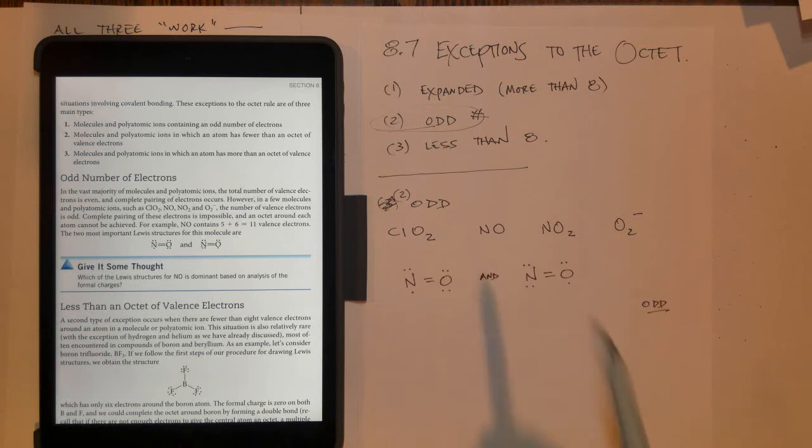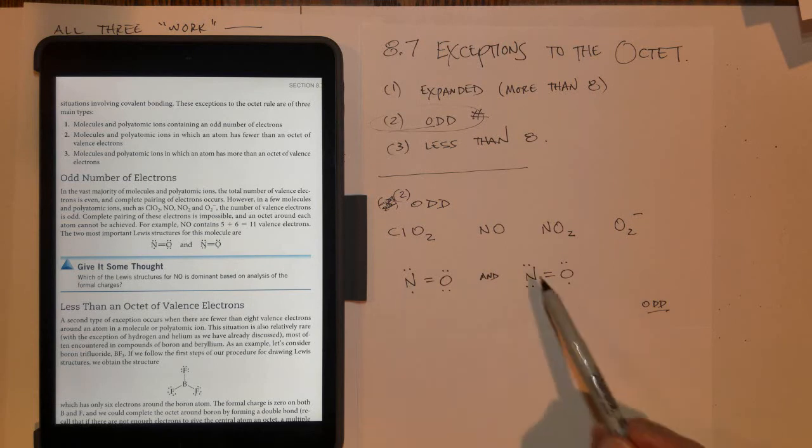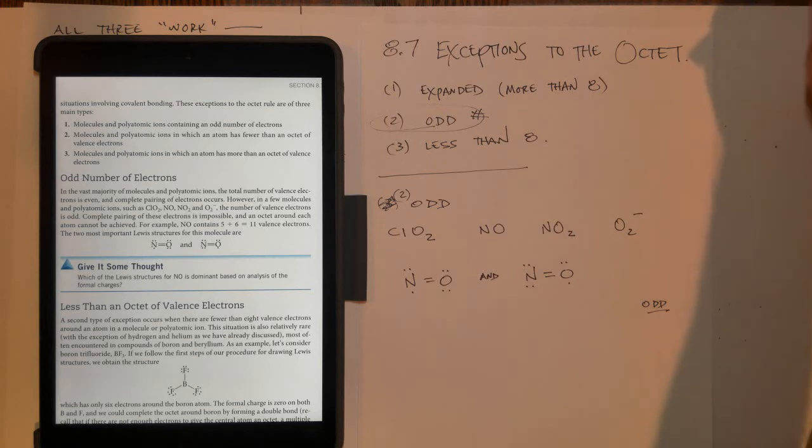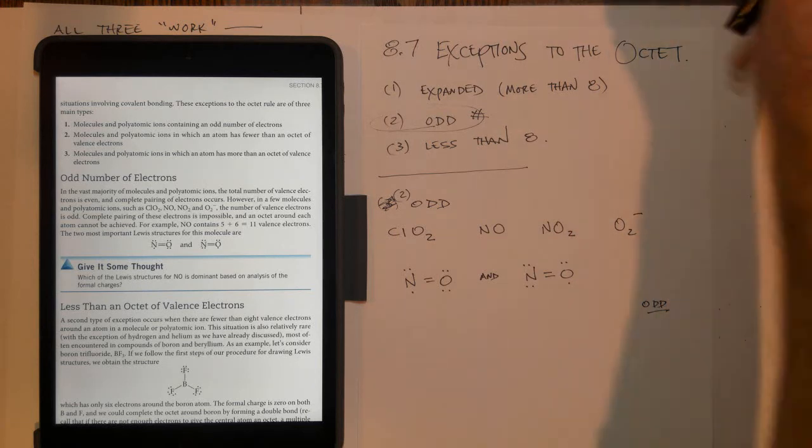Here's one example of NO. It can be drawn this way with 1 unshared electron here on N, or it can be drawn this way with the 1 unshared electron on the O. You'll probably never encounter odd electrons again, but now you've seen them.